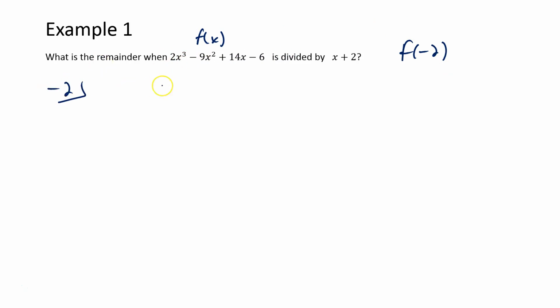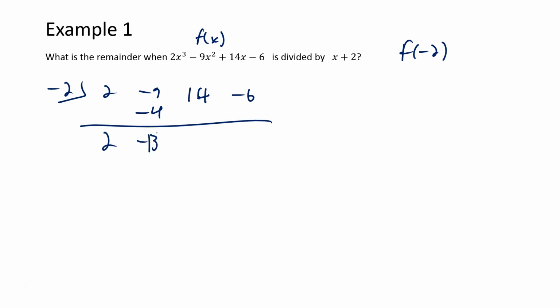Negative 2 into 2, negative 9, 14, negative 6. Anything missing? 3, 2, 1, 0. Nope, so we don't need any zeros. 2 comes down, times negative 2 is negative 4. Add these, gives me negative 13. Times negative 2 is a positive 26. Plus 14 is 40. Times negative 2 is negative 80. Gives me a remainder of negative 86. So that's it, negative 86.